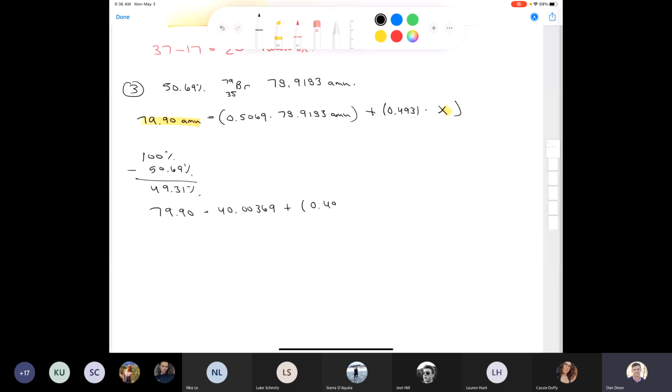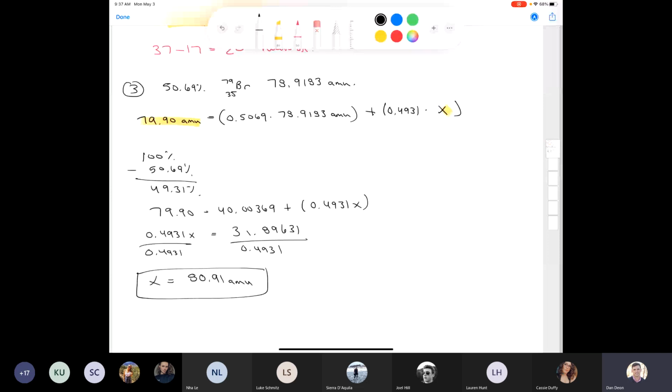Plus 0.4931x. Okay. And that gives us 0.4931x. Just some simple algebra is equal to 39.89631. Again, carrying extra sig figs. We divide by this number, 0.4931, in order to solve for x. And we get that our x is 80.91 AMU.